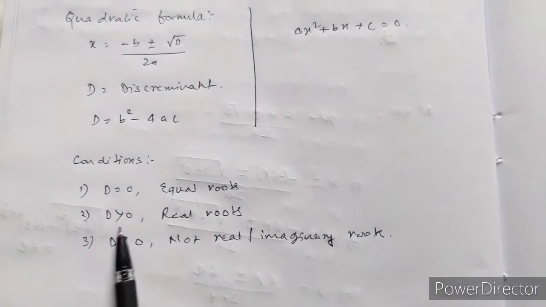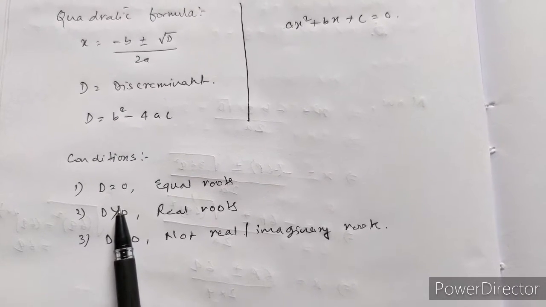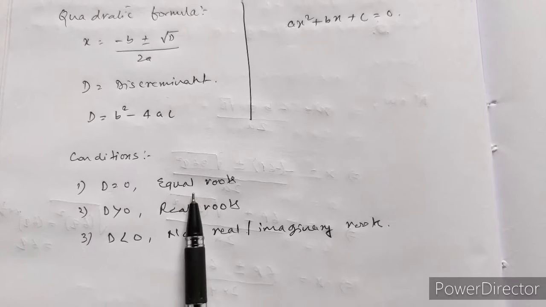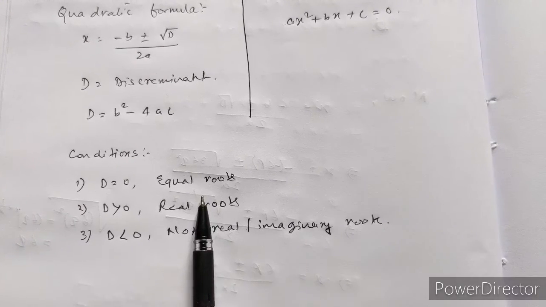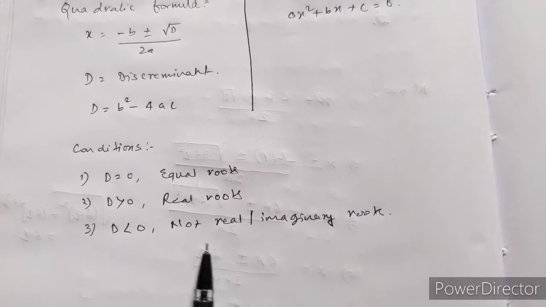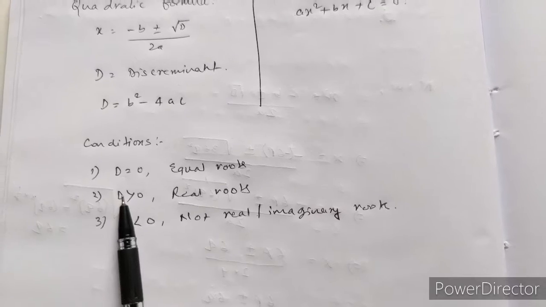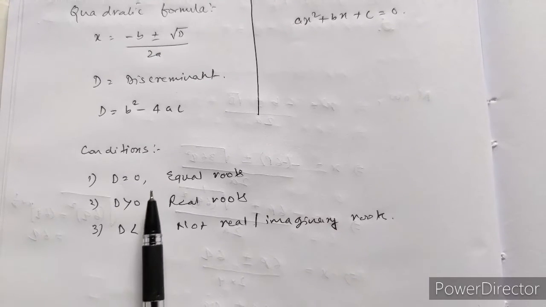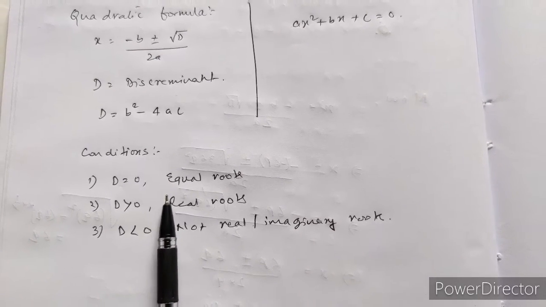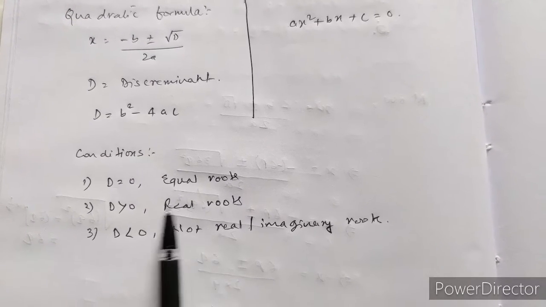There are a few conditions required to check whether the roots of the quadratic equation are equal roots, real roots, or not real roots. So these are the three conditions. The first one is when d is equal to 0, that means the value of the discriminant is 0, then the roots will be called equal roots.